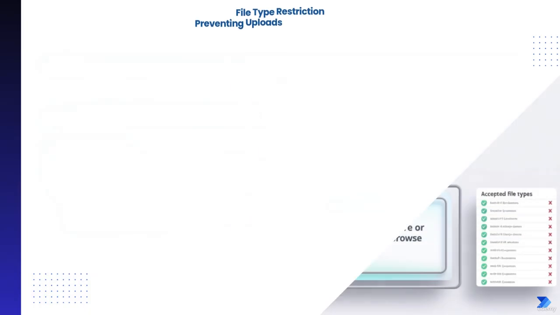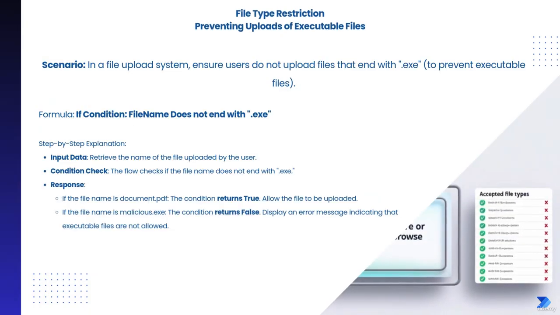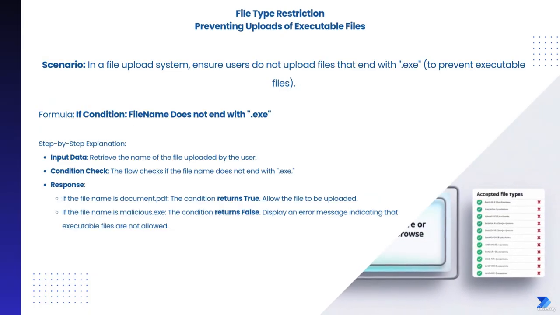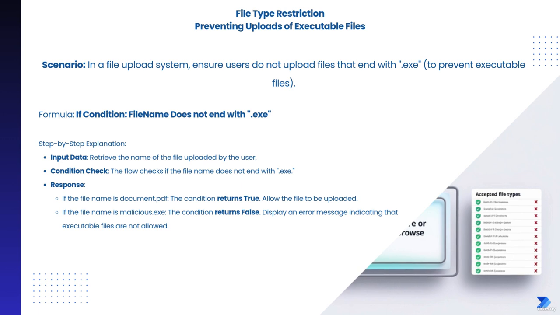Scenarios. Example 1. File type restriction. Scenario. In a file upload system, you want to ensure that users do not upload files that end with .exe to prevent executable files. The flow checks if the uploaded file name does not end with this suffix. Formula: if condition, file name does not end with .exe.